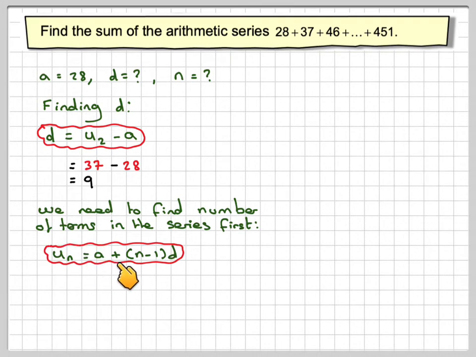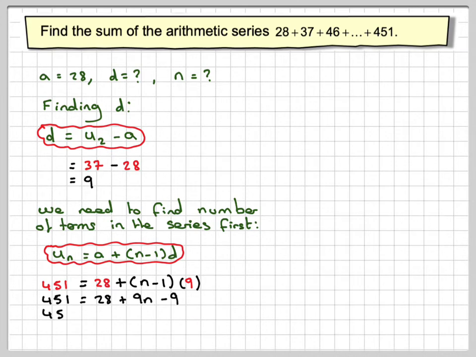So using that, un is equal to a plus n minus 1 times d, we can say that 451 is equal to the first term, which is 28, plus n, which we need to find, minus 1 times 9, and we can solve this equation to find n. So that's 451 is 28 plus 9n minus 9. That's going to give me 451 equals 28 minus 9, which is 19, plus 9n. And then 432 is equal to 9n. n will be equal to 48 terms.